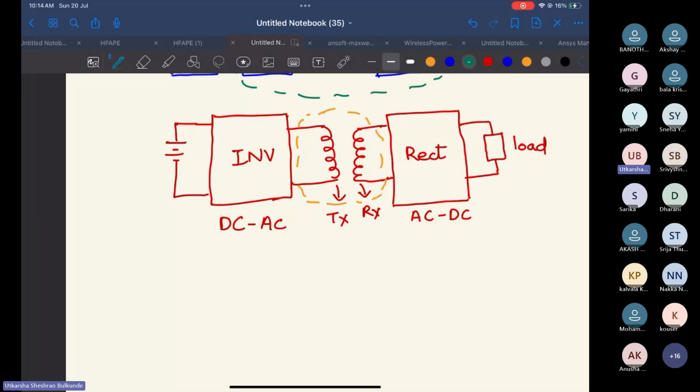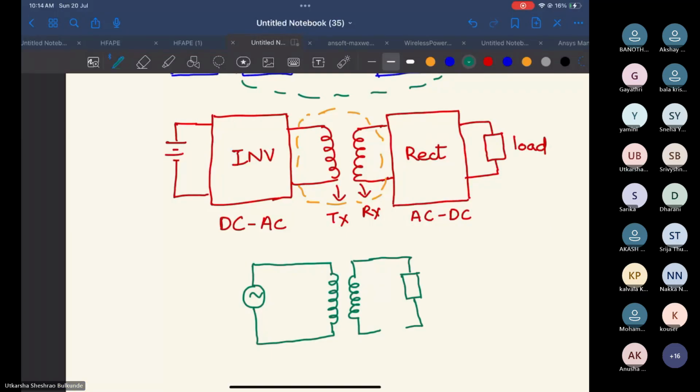So you will have your AC source here. This is the output of your inverter. Then you will have your coil, right? And similarly on the secondary side, and here it will be load, right? What will be that load?